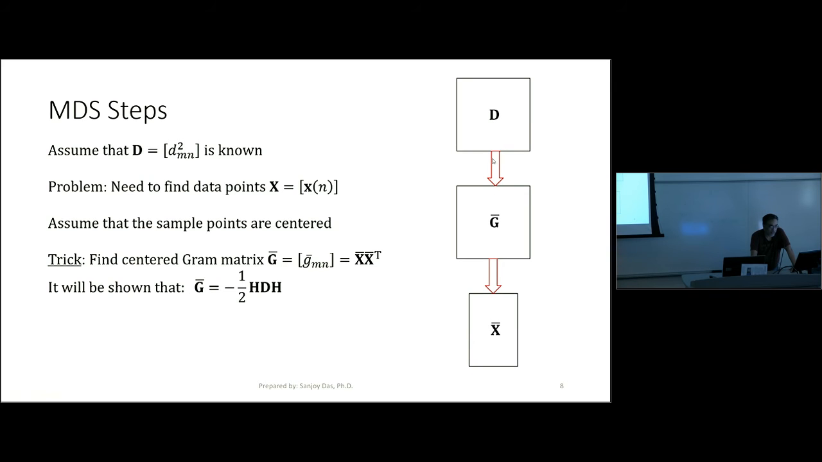So this step is quite easy, right? But I'll prove it to you first. H you can compute. All you need to know is N, the number of samples. That's already given to you, right? H is the identity matrix minus 1 over N times 1 times 1 transpose.